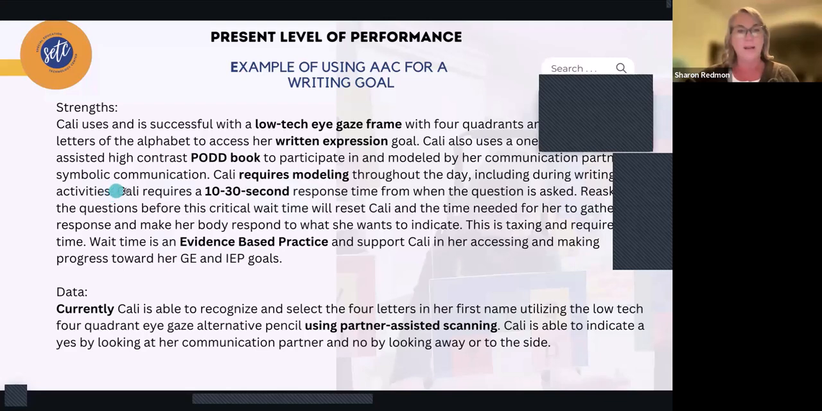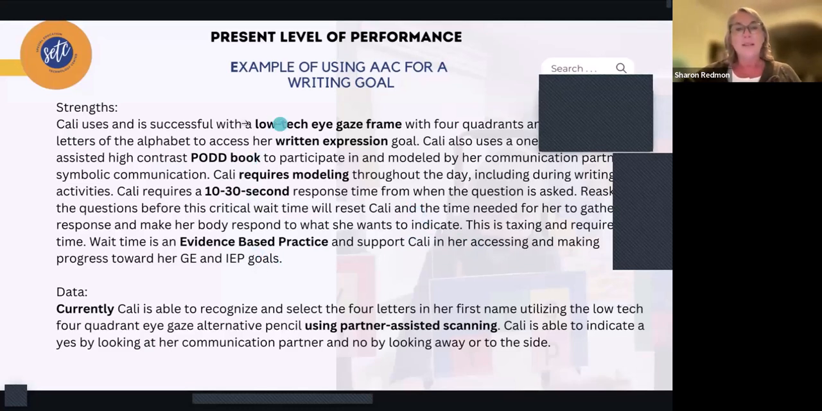I would also put in areas like this that she requires 10 to 30 seconds of response time when asked a question, and re-asking the question before this critical time will reset her, right? So I've also even put here, wait time is an evidence-based practice and supports her in accessing and making progress towards her IEP, her GE and IEP goals. I had mentioned in the beginning that I write that a lot, and I do. I put that in as many sections as I can get it in, because it's so important.